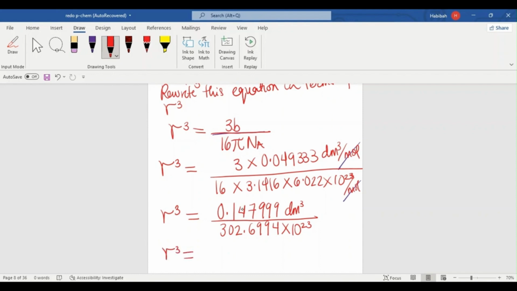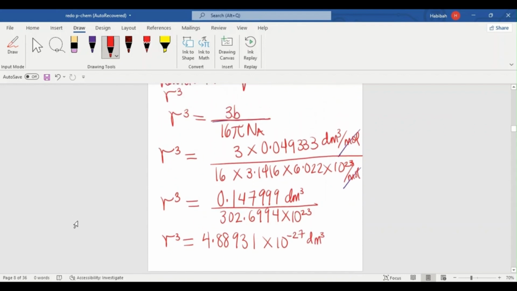So 0.147999 decimeter cube divided by 302.6994 times 10 to the power of 23 will end up giving you 4.88931 times 10 to the power of negative 27 dm cubed. Of course, because we're told to solve for radius, we have to find the cube roots of this. So I'm just going to find the cube roots of the left side and the right side, in order for us to find the radius.